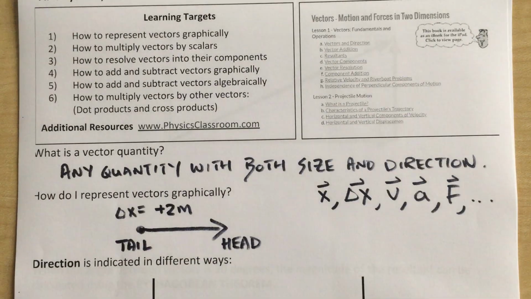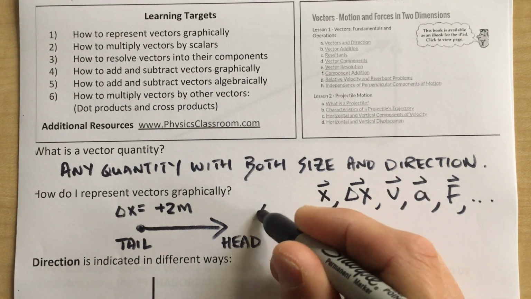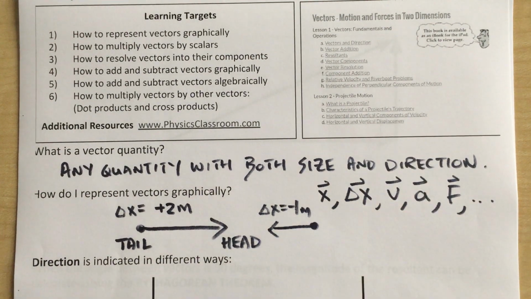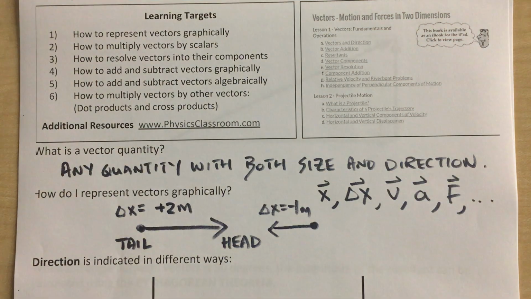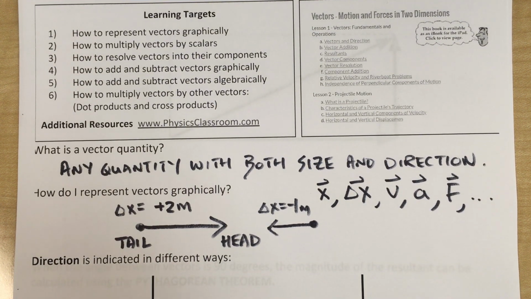If I wanted to change that, what if another displacement vector goes the other way? I could represent that by drawing an arrow that points in the other direction, and then I could make the length half as much. So that would be another displacement vector. Those are a couple of ways that you can represent vectors graphically.